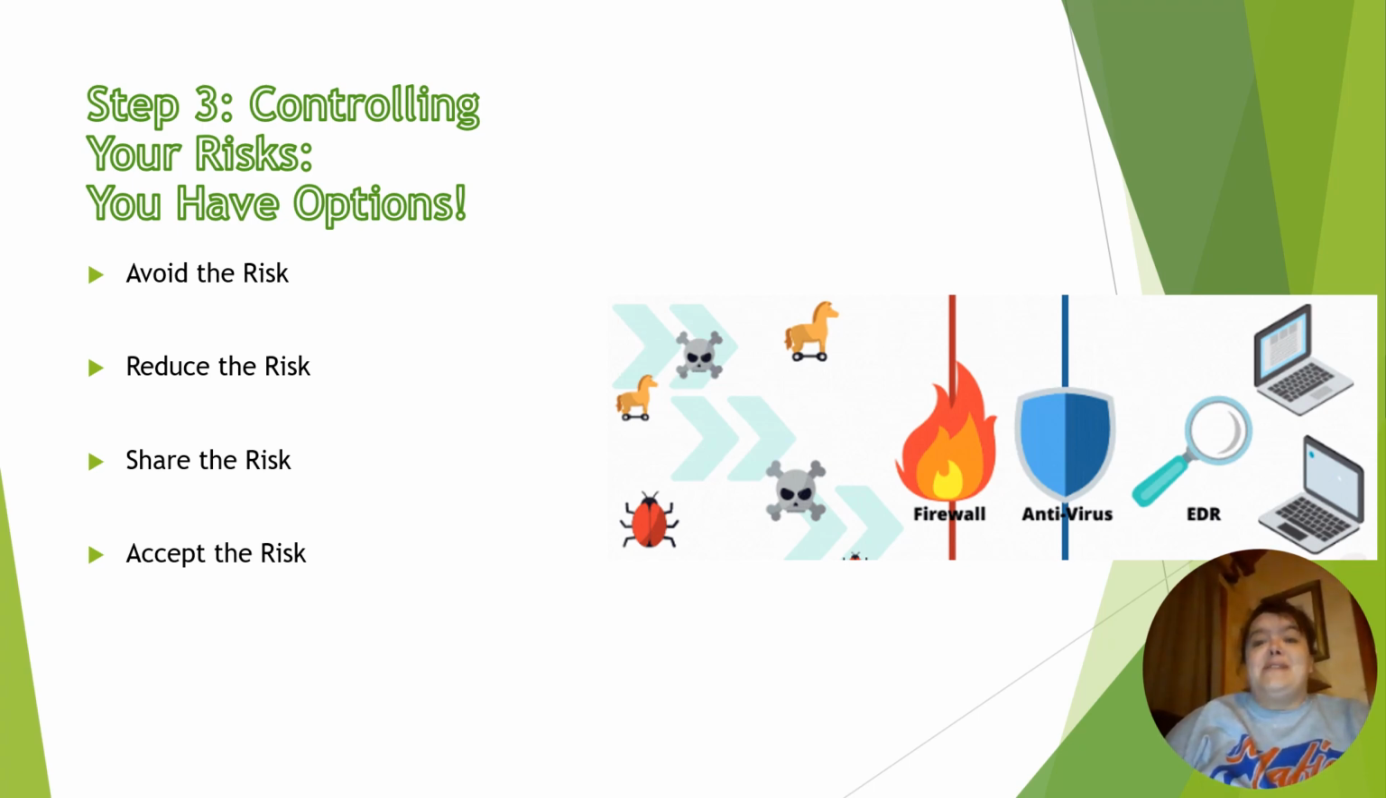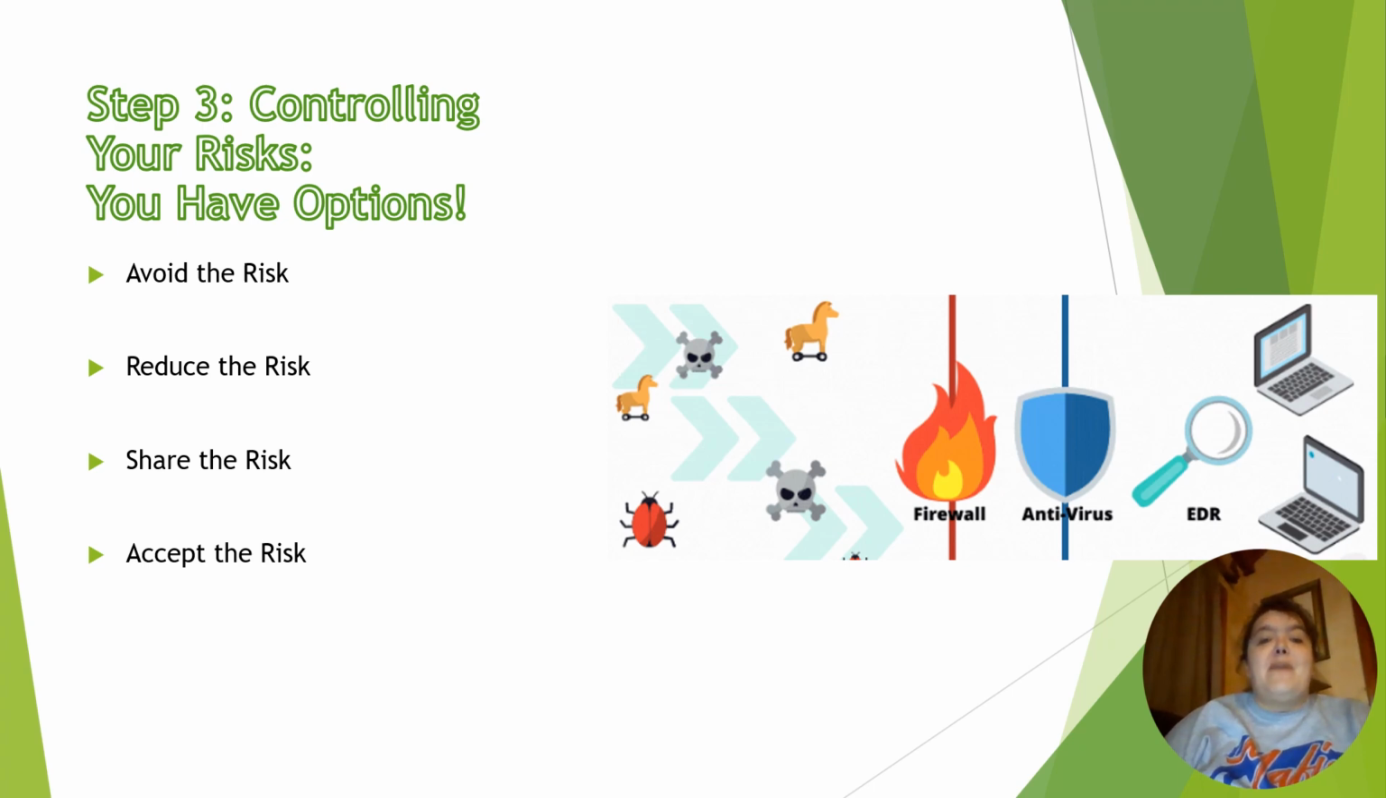which is why we have the other three options. Probably the most common option is reducing the risk. We can do this through installing antivirus software, setting up firewalls, and using intrusion protection systems. We can also choose to share the risk.